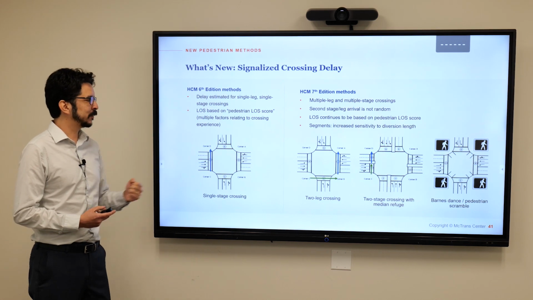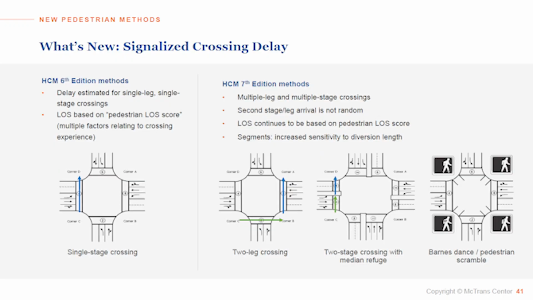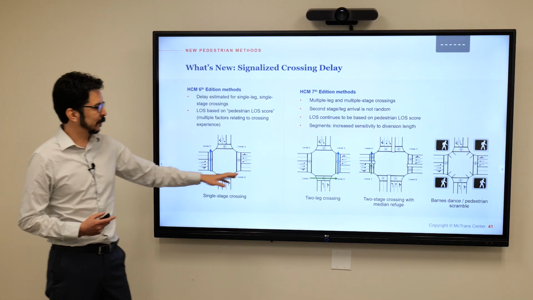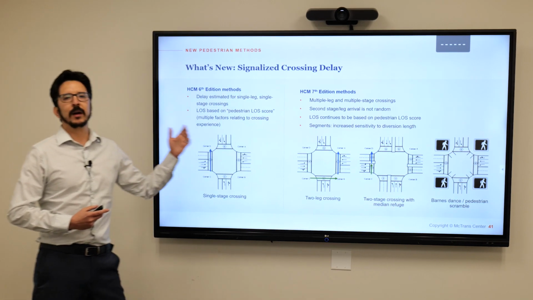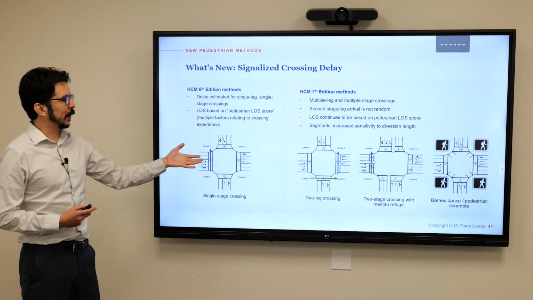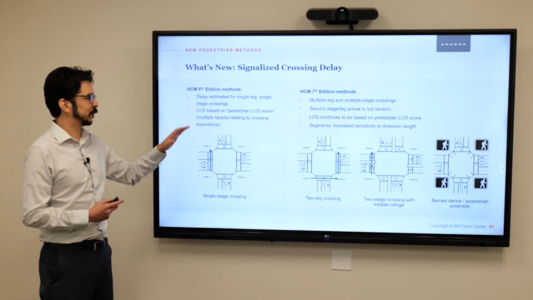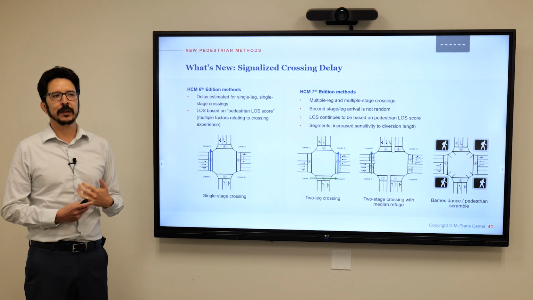But a new feature that has been added now is we can account for the performance of multiple legs being crossed. For example, we can cross from this corner and we can perform a two-leg crossing. The main difference is that when we are doing a two-leg crossing, the second crossing is not random.